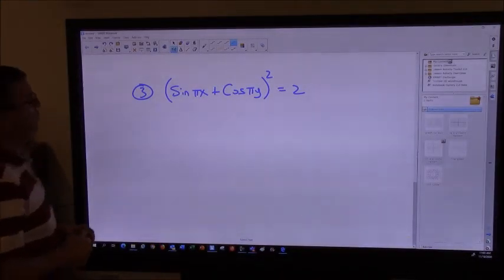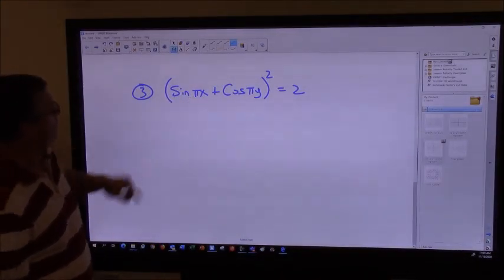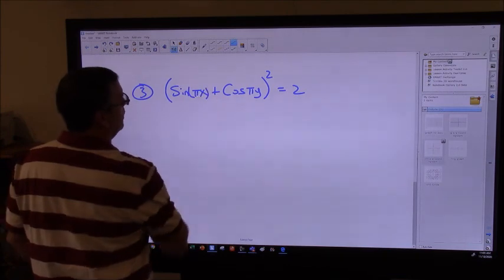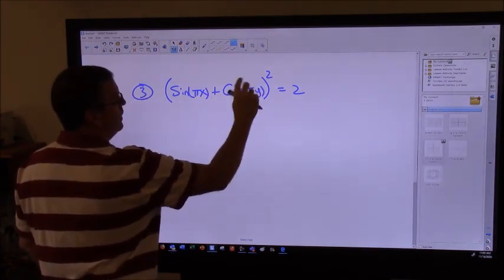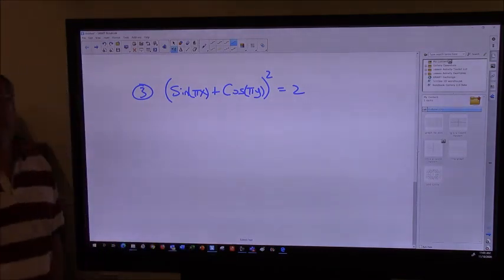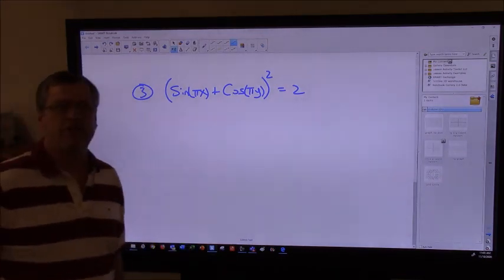All right, so this time I've got the sine of pi x, this is my angle right here, plus the cosine of pi y, and that whole thing squared is equal to 2. I want you guys to find the derivative of that.